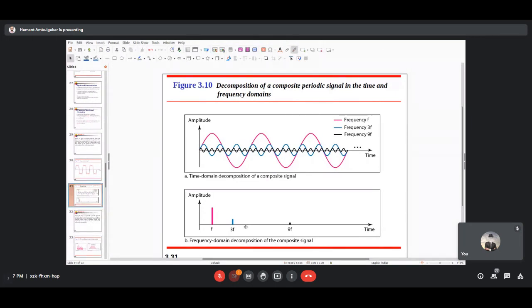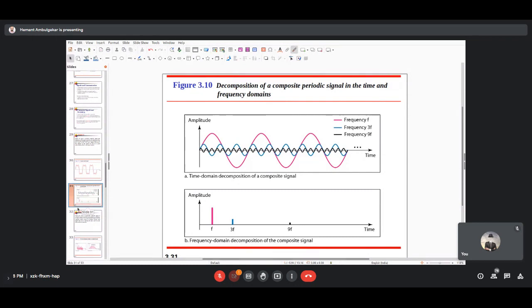Now, if you look at the first representation of the composite signal, we have decomposed that signal and derived three frequencies, and that is plotted in the time domain and in the frequency domain in figure B. In the frequency domain, we are assuming the frequency of the sine wave in pink is f, blue is 3f, and black is 9f.